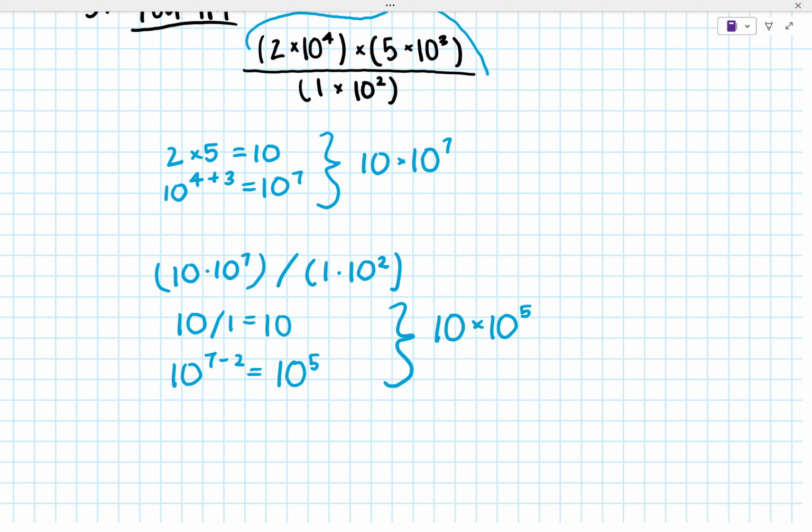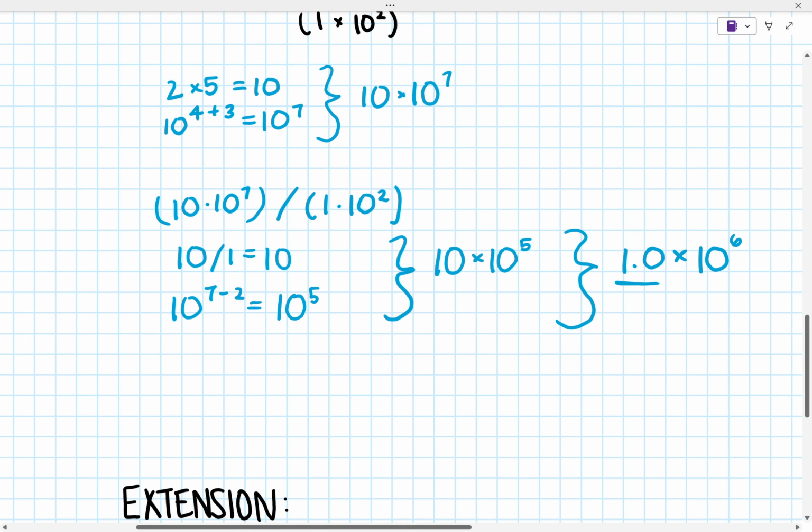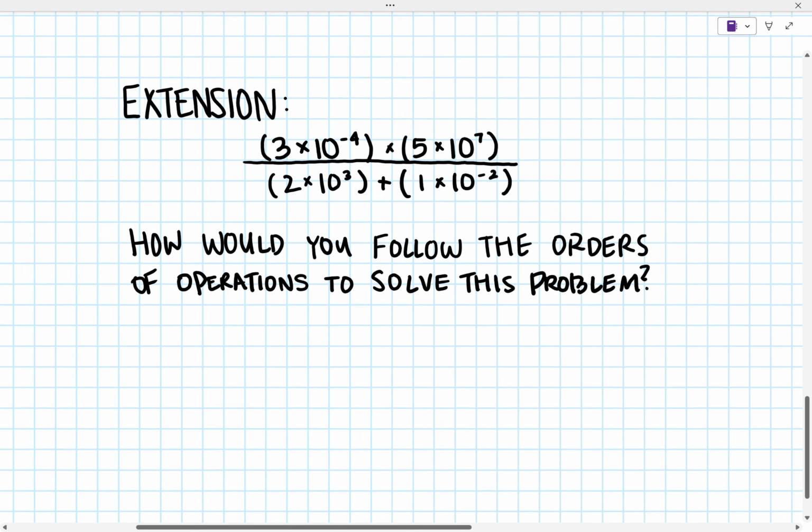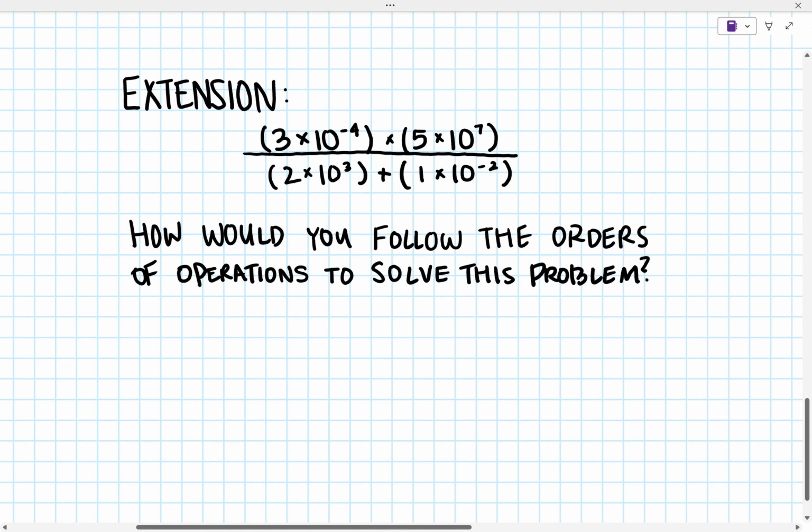And when we look at this, can we simplify our answer? Yes, we can. And so we can simplify this to 1.0 times 10 to the power of 6. And so usually, since we're writing this in scientific notation, we want to include a coefficient still. So that coefficient would be 1.0. Okay, great job.